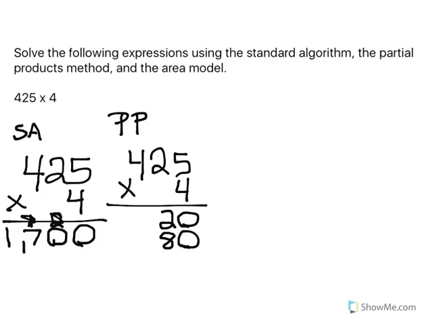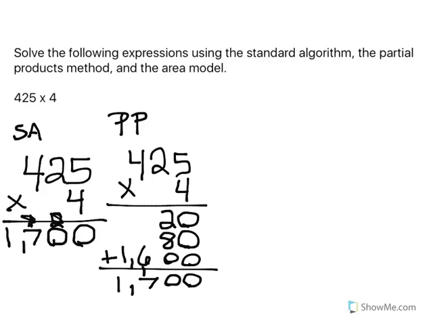And then I'm going to do 4 hundreds times 4, which is 16 hundreds, which is the same thing as 1,600. And I'm going to add those all together. And I get 0. And then my 20 plus 80 is 100, so I put my 0 there, put my 100 on the line. 600 plus 100 is 700, and then we have our 1,700.